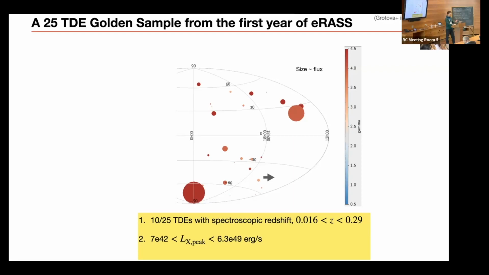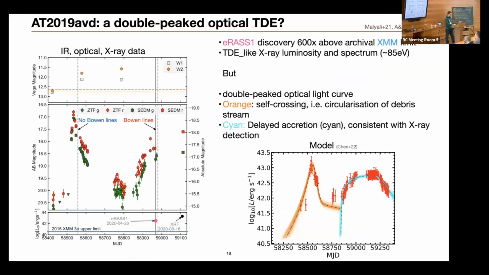So this is still work ongoing, so I can't go into too much detail on this. At the moment, there's only 10 of these with spectroscopic redshift. So before going on to doing the population studies, you need to fill in this sample. I guess Suvi as well mentioned earlier, TDE or not TDE.